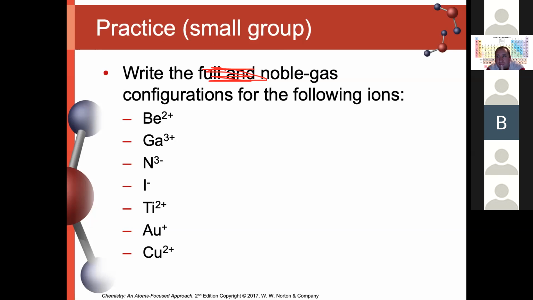Are we starting? Yeah, go ahead. So for Be, it would be... Would it just be helium? Yeah, helium. That's what I got, because it's just 2. You got a minus. Yeah. He in brackets. Yeah. That's what I got.